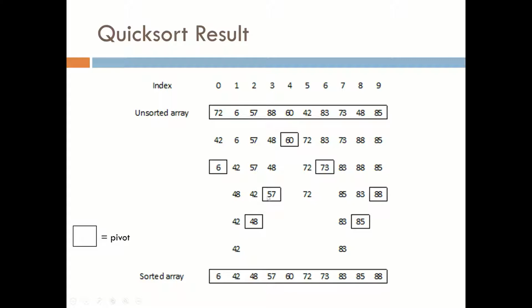Okay, we then pick the 57, we pick the 48, and we sort, and then get down to the 42. The 42 by itself is already sorted. So once the list is down to 1, it's already sorted. So we unwind all the way back to the top. And now we've sorted the left side of 60. So now we call quicksort on the right side of 60.